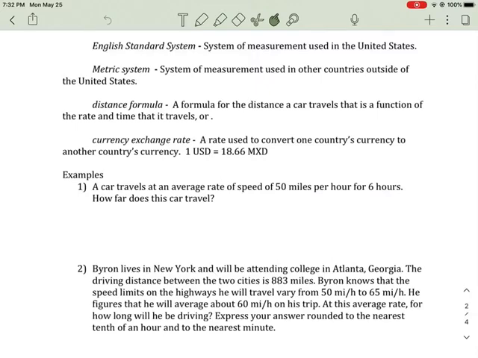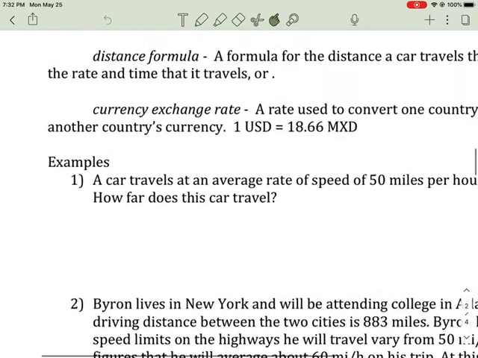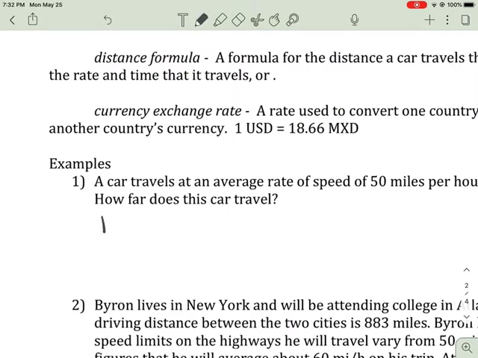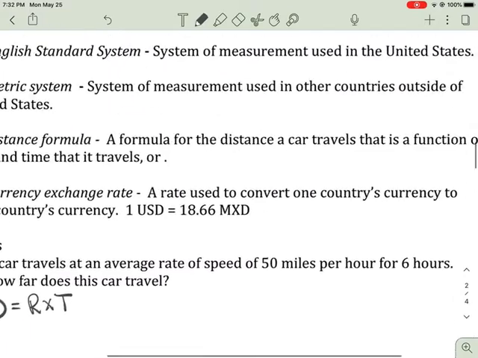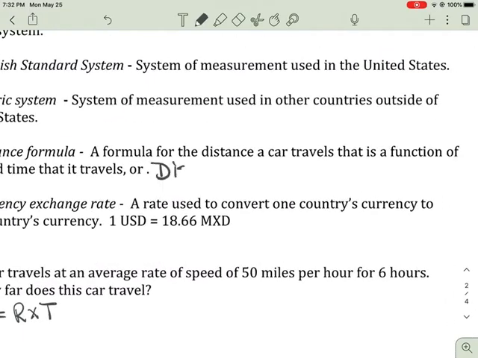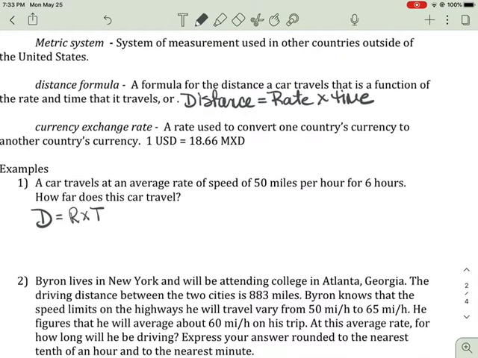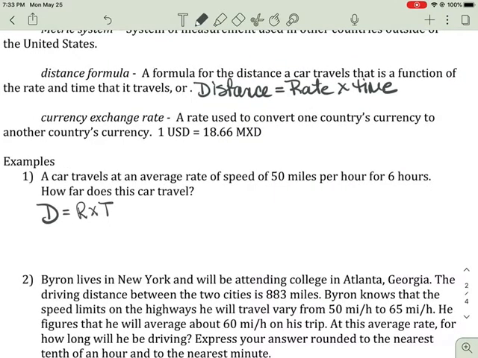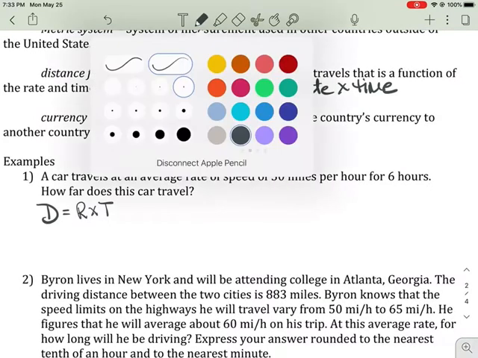All right, so let's take a look at this distance formula. A car travels at an average rate of 50 miles per hour for 6 hours. How far does the car travel? So if you remember, the distance formula is distance equals rate times time. In fact, let's put that up here. Distance is equal to rate, which is how fast you're going, times time. Okay? And one of the things we want to make sure is our units are always in agreement. So we have 50 miles per hour. That's going to be our rate.